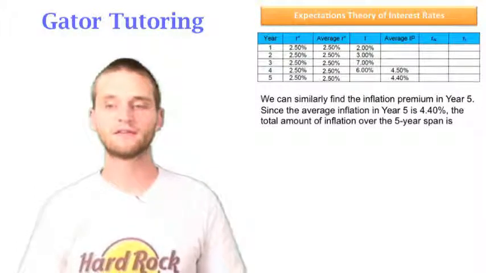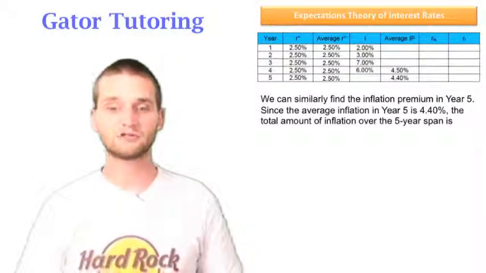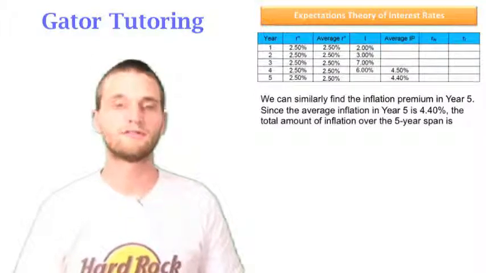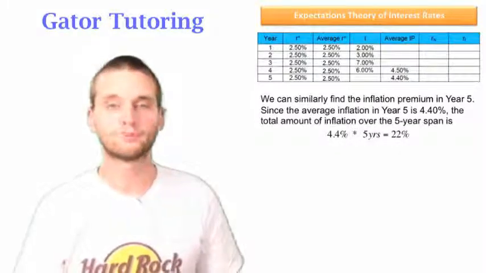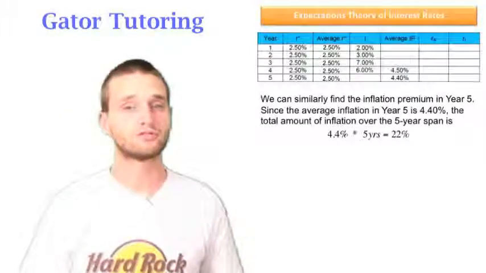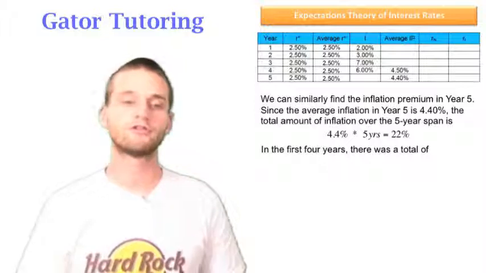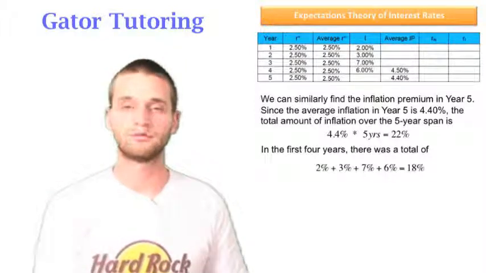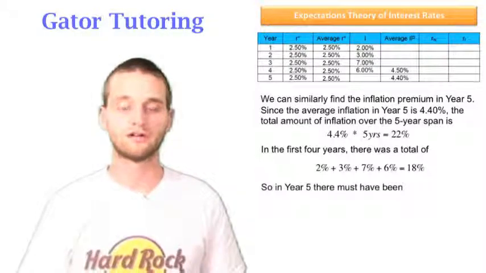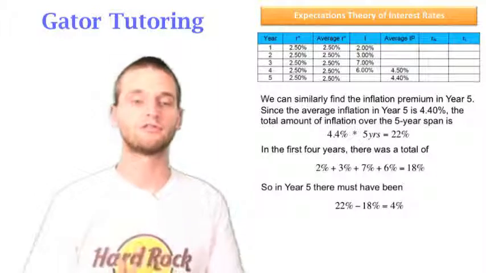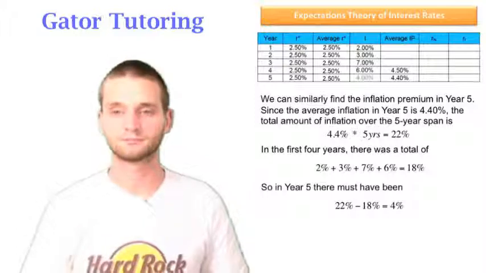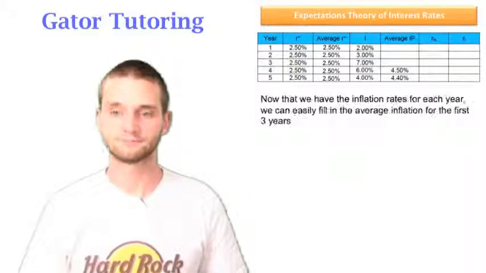So we can similarly find the inflation premium in year 5. Since the average inflation in year 5 is 4.4%, the total amount of inflation over the 5-year span, again we do the same thing, 4.4% per year times the 5 years, means over all 5 years there was a total of 22% of inflation. In the first 4 years there was a total of 2% plus 3% plus 7% plus 6%, or 18% of inflation. So in year 5 that leaves the difference, 22 minus 18, or 4% left for year 5 to make that average 4.4. So now we have all of the inflation column filled up.